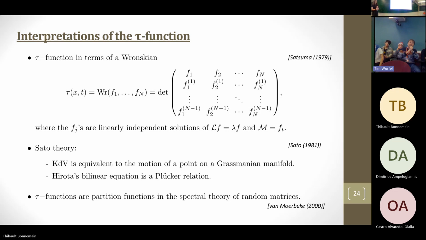And the last thing I want to mention is the fact that tau functions are often said to be partition functions for the eigenvalues of random matrices. And that's something that's discussed, for example, by van Moerbeke in his 2000 paper, where he relates KdV to ensembles of infinite Hermitian matrices.